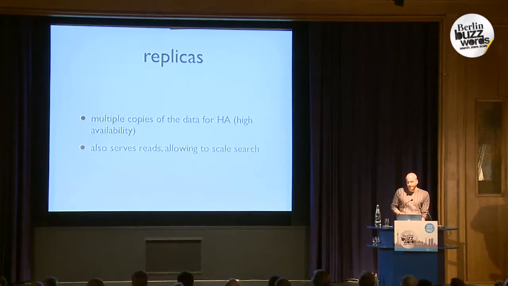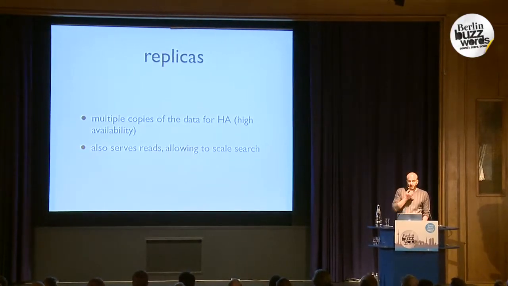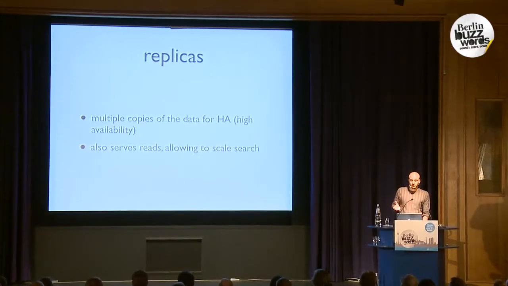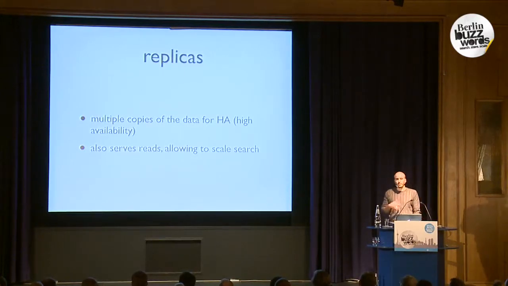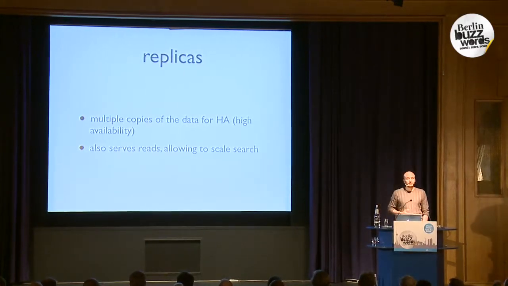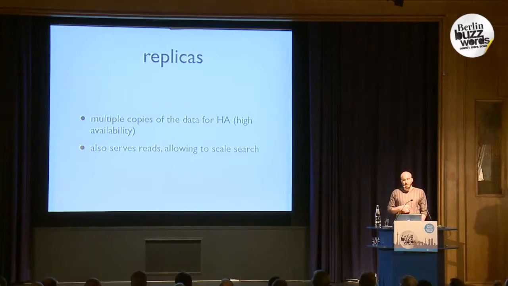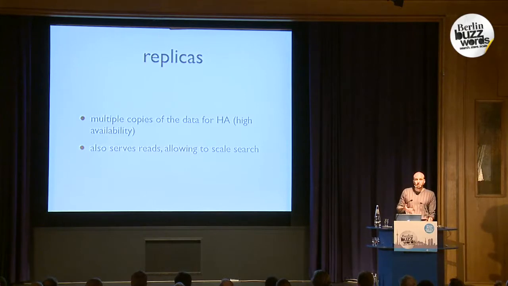The next bit in Elasticsearch are obviously replicas. Replicas allow you to have multiple copies of data for high availability. So if one node fails, I still have another copy of the data, and the system adapts to the fact that a specific node fails. In Elasticsearch itself, they also serve reads, and they allow you actually to scale search.